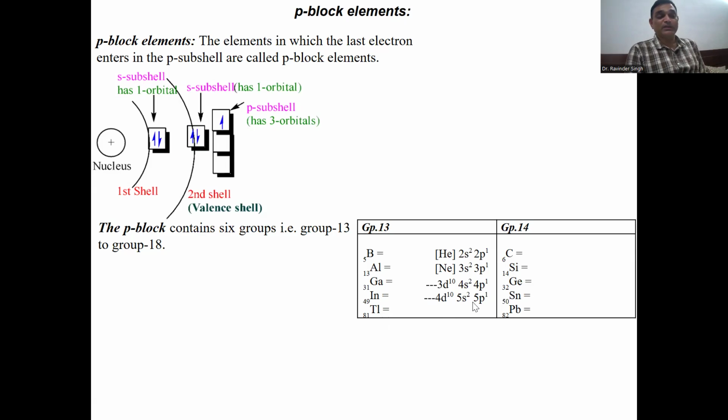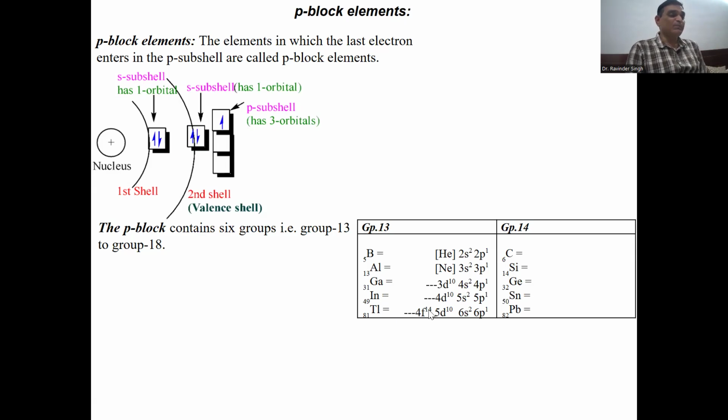So what about the valence configuration of thallium after 5s2 5p1 in indium? The valence configuration for thallium is 6s2 6p1. And you just fill here. What do you fill here? 5s2 5p6 5d10 and 4f14. So that's all about the electronic configuration of the group number 13 elements.